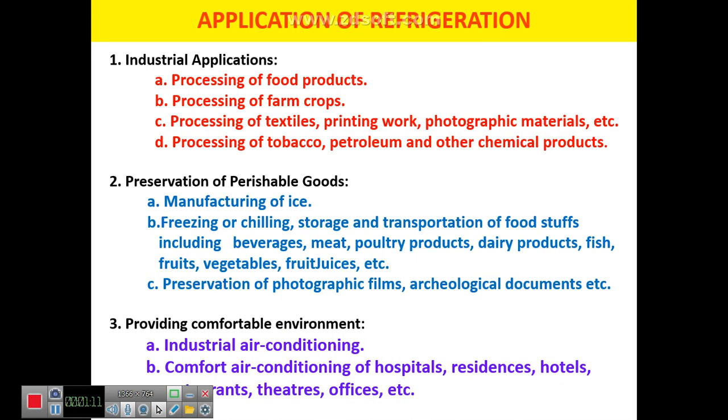Coming to the applications, we have industrial applications like processing of food items, farm crops, textiles, printing, tobacco, petroleum, and preservation of perishable goods like juice items, meat, poultry items, dairy products, fruits, juices, vegetables, films, archaeological documents, and providing comfort. We have industrial air conditioning and comfort air conditioning, giving comfort to hospitals, residences, hotels, theaters, offices, everywhere.